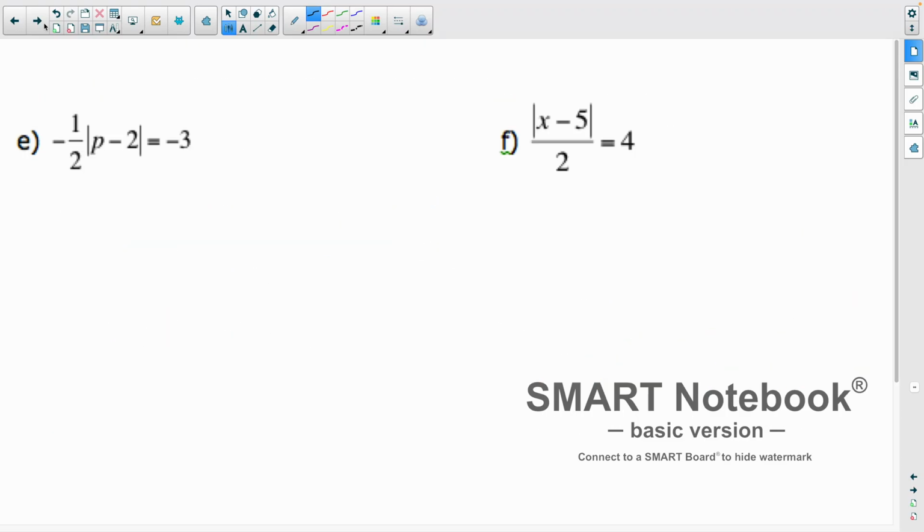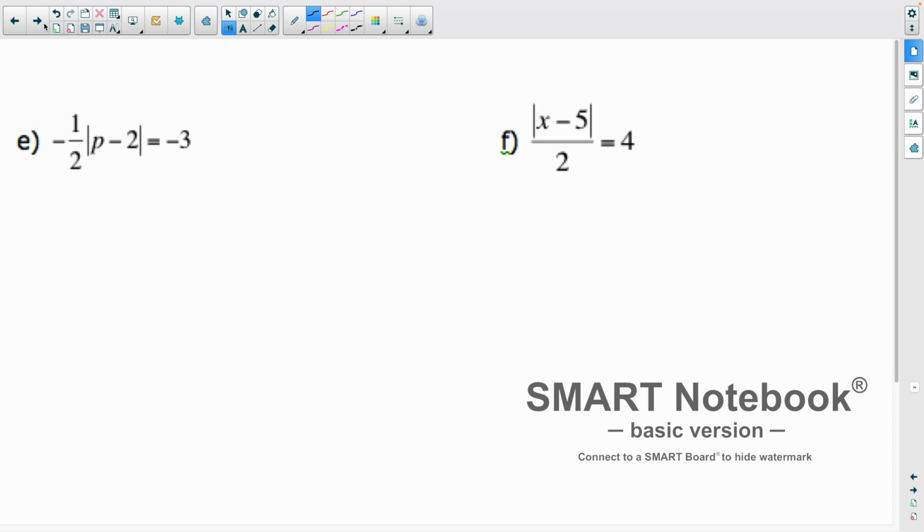All right. So take a look at E. Absolute value equal to a negative. So no solution on this one. Is that true? Not yet. What do I have to do first? I have to get the absolute value by itself first before I make a decision.